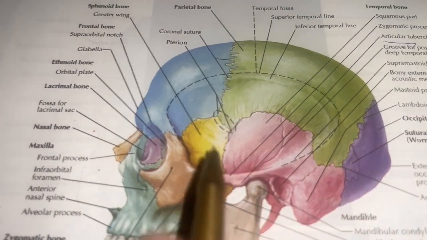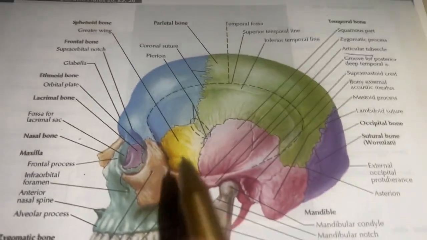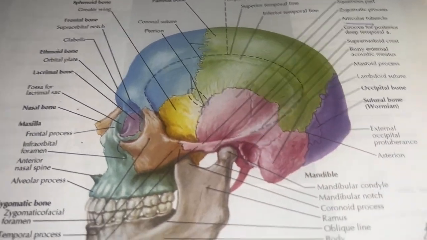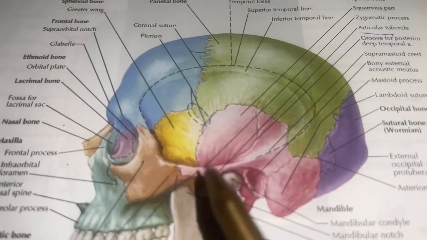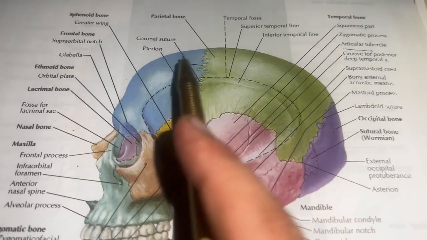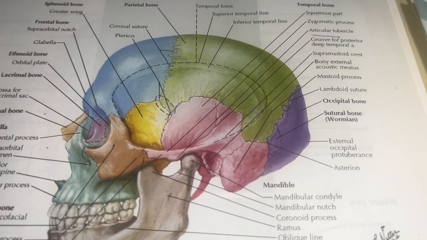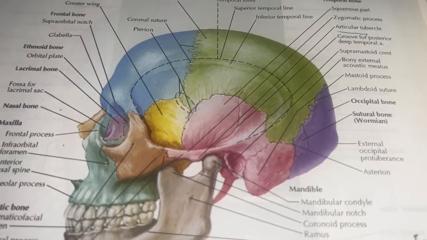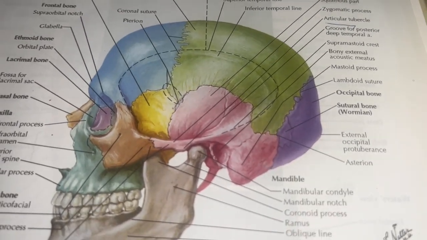Pterion is the point which overlies the middle meningeal artery, the anterior branch of the middle meningeal artery. And the clinical importance of this Pterion landmark is that if there is a fracture of Pterion, there will be a risk of rupture of the middle meningeal artery, which will cause an extradural hematoma. So this is one of the landmarks in the lateral view.